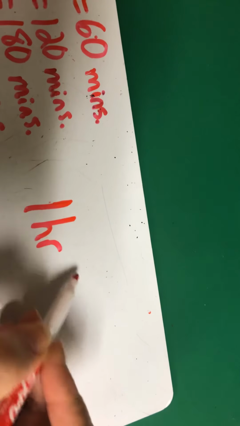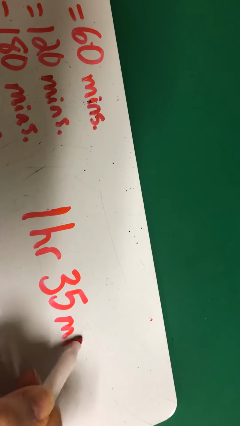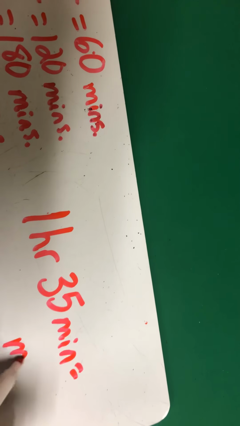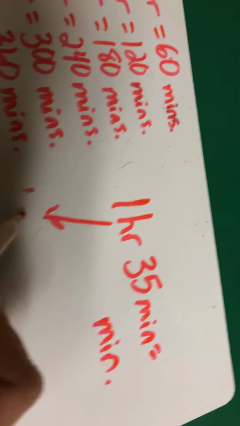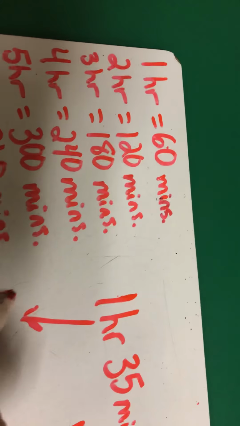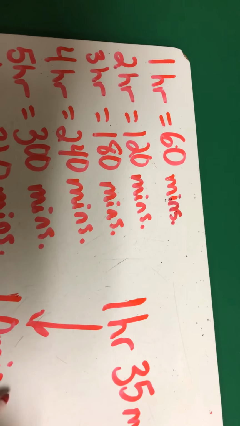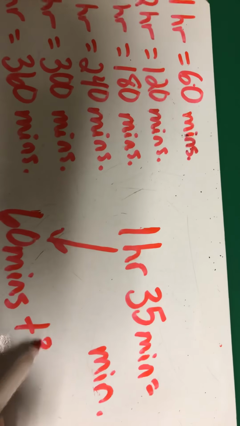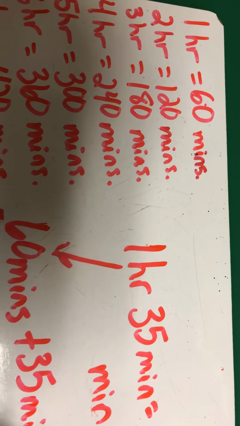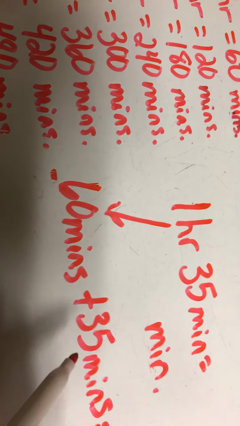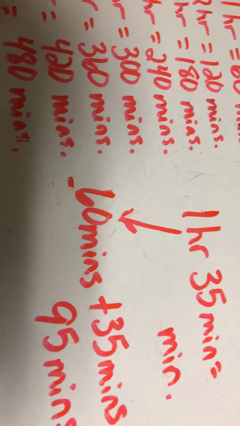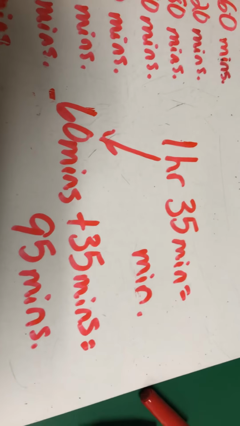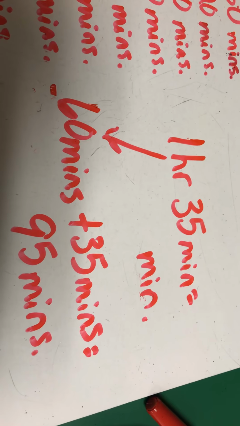But I'm going to come over here and I'm going to write 1 hour and 35 minutes equals how many minutes? Again, my 1 hour is the same as 60 minutes. Plus I already have 35 minutes. So what is 60 plus 35? 95 minutes. So it took Marcus 95 minutes to complete his puzzle.